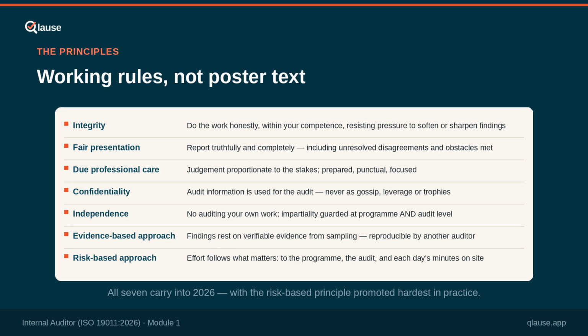Confidentiality. Audit information is used for the audit, never as gossip, leverage, or trophies. Independence. You do not audit your own work, and impartiality is guarded at both program and audit level. Evidence-based approach. Findings rest on verifiable evidence drawn from sampling, and another competent auditor should be able to reproduce them. And risk-based approach. Effort follows what matters: to the program, to the audit, and to each day's minutes on site. All 7 carry into 2026 intact.